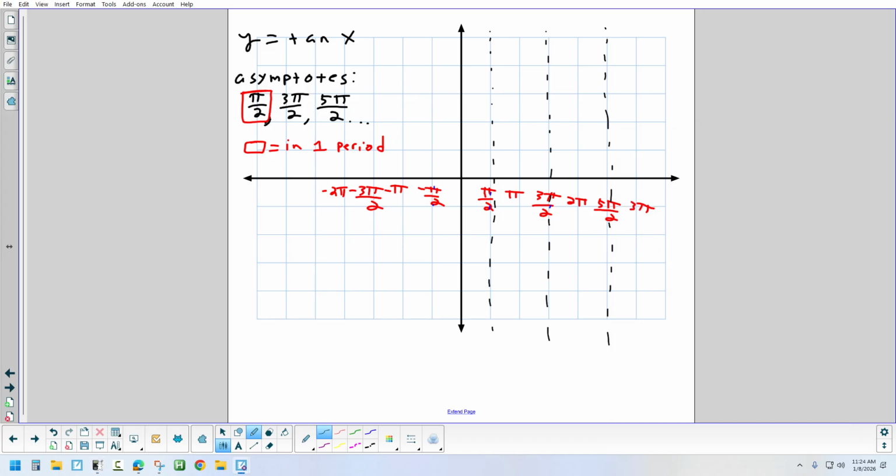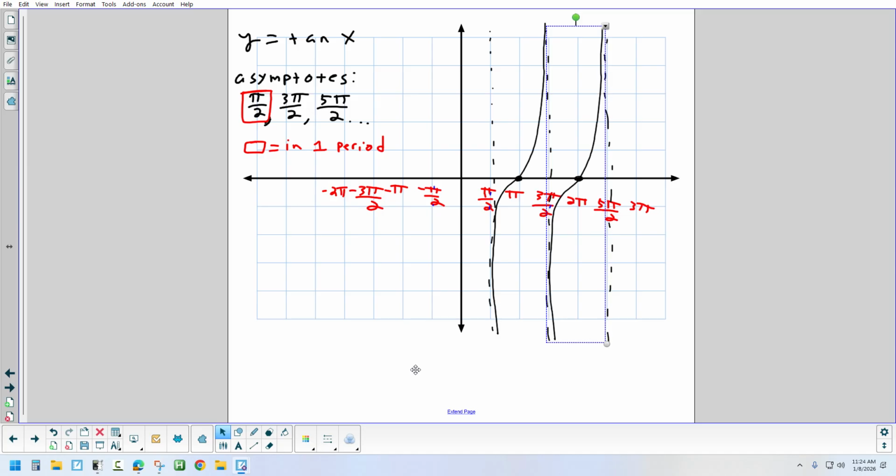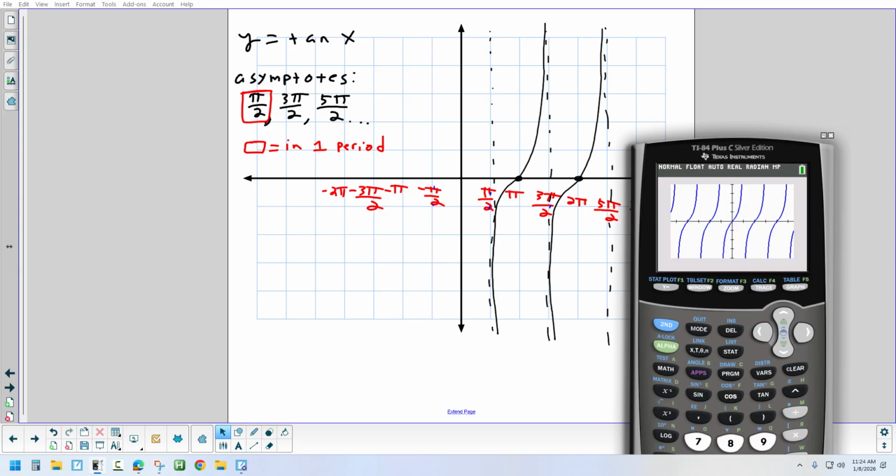And what the graph looks like is it goes right through the middle of where the 2 breaks are. It goes right down through the middle, like this. That's what the graph of tangent looks like. And if you take that one curve and copy and paste it, you'll get the next section of tangent. And you can keep copying and pasting that section as many times as you want to get all the sections.